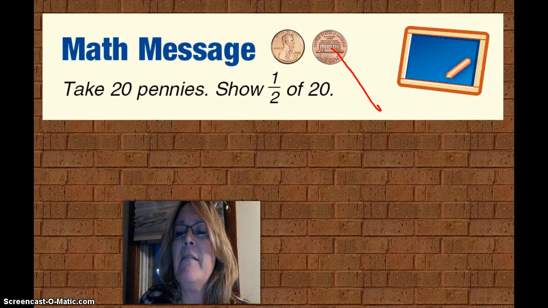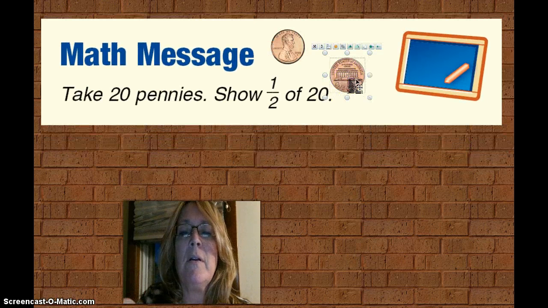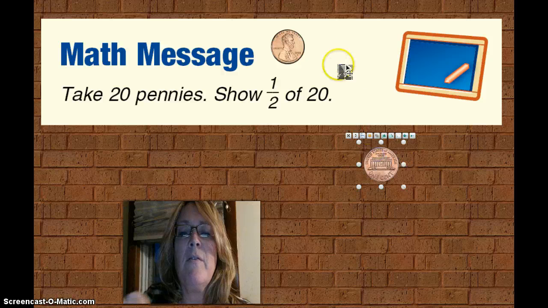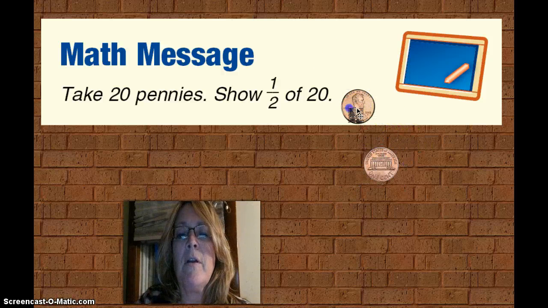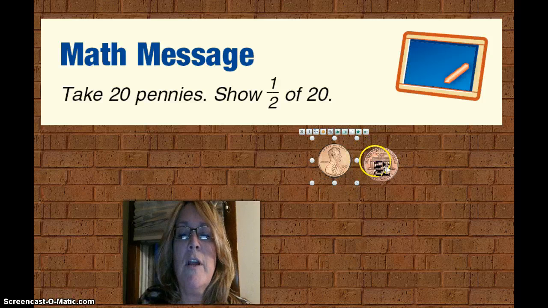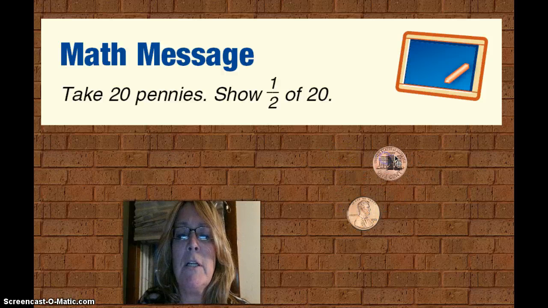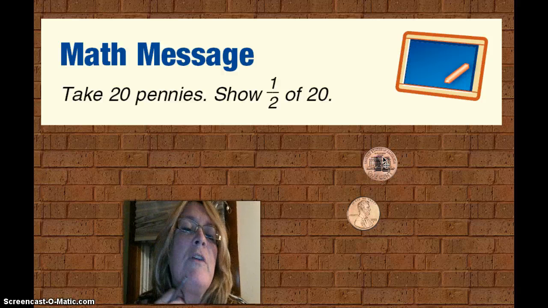Sorry about that. Let me grab a hold here. So we have, you're going to come up with 20 pennies here. And I'm sorry it's not working right now. I don't know what I'm doing wrong. But I'm going to show you another quick way to do it.